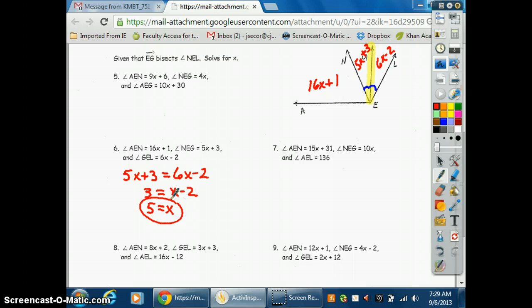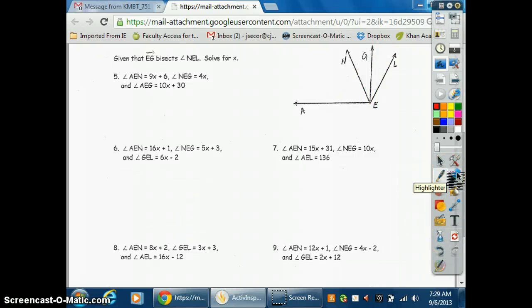Let's try number 7, and then I'll let you do it on your own. Here we have AEN equals 15x plus 31, and we have NEG is 10x, and remember, this is an angle bisector, so that angle is congruent to this one. And NEG is 10x, and we would know that this angle here is also 10x, right? They're congruent. And the whole angle, the large angle AEL, it says here is equal to 136.